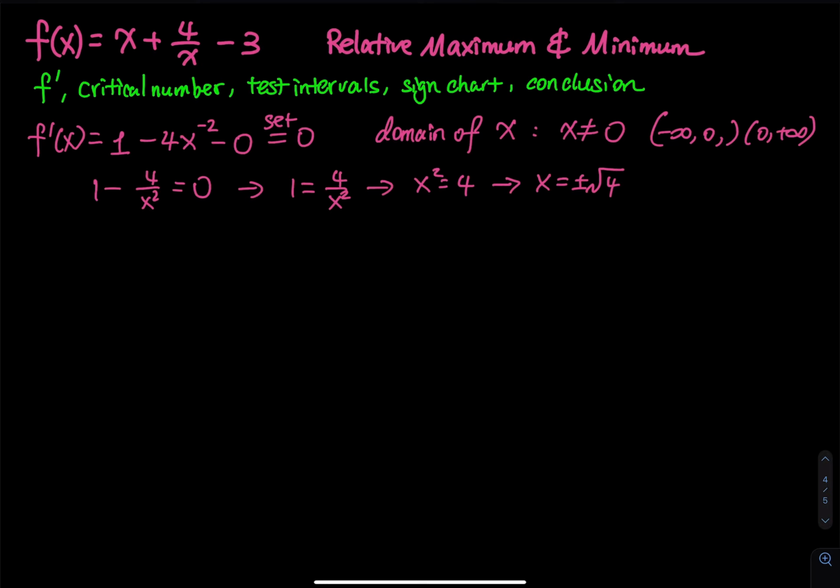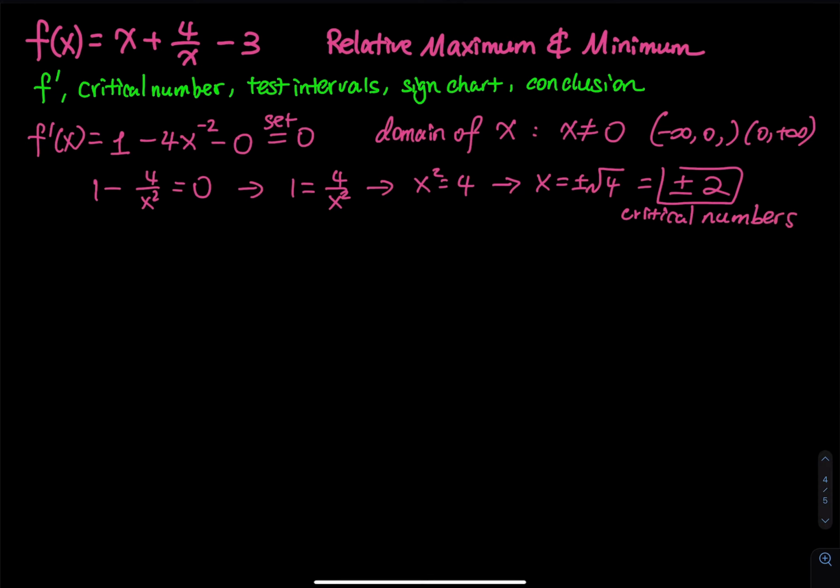So when do we use plus or minus? When the degree of x is even. So let's say x raised to the second power, 4th power, 6th power, 8th power, 10th power, 20th power, 100th power, then you have to use the plus or minus. And then the critical numbers are plus or minus 2. So these are my critical numbers. Some textbooks call these critical values. They are the same thing, critical numbers and critical values.